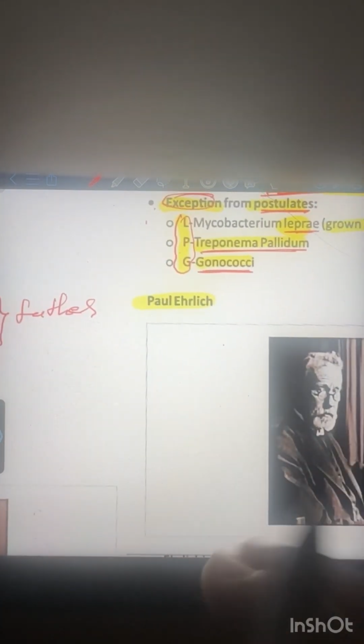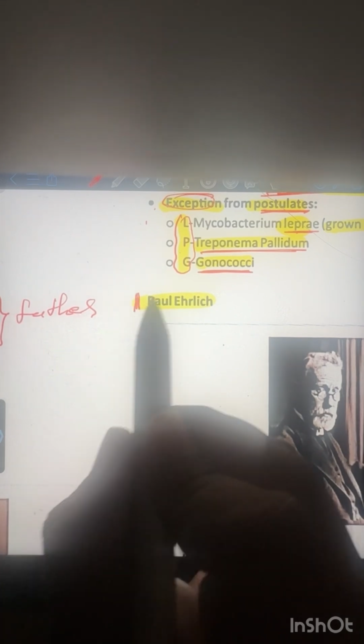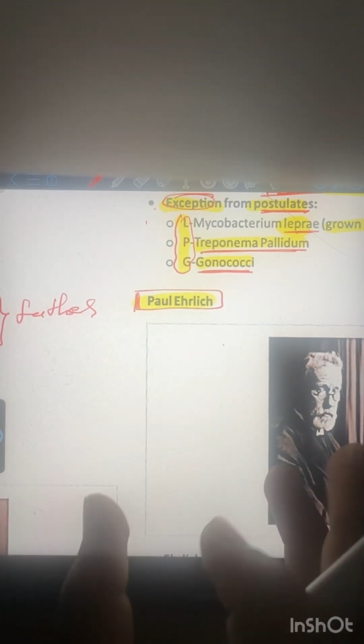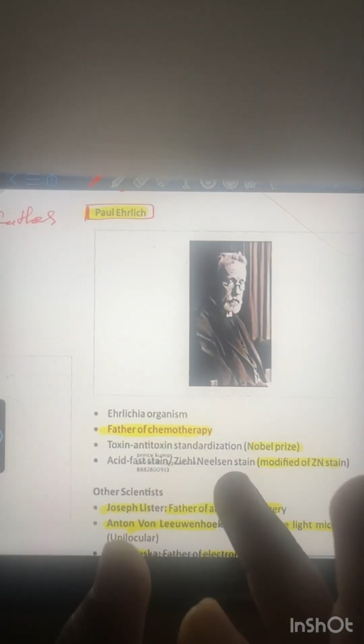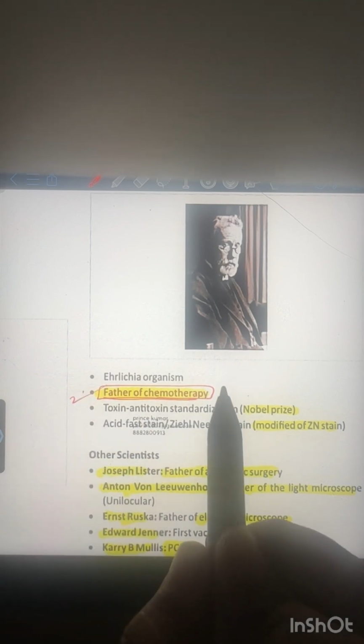What did Sir Paul Ehrlich give us? Common sense. Ehrlich must have given us the organism Ehrlichia, which was the 2022 exam question in INICET, Ehrlichia organism. After that, what has Sir Paul given us? So number one, please remember, he is said to be the father of chemotherapy, right? So CH for chemotherapy.